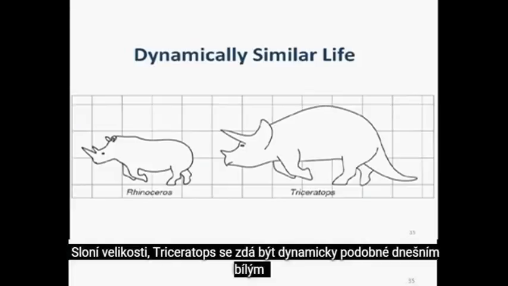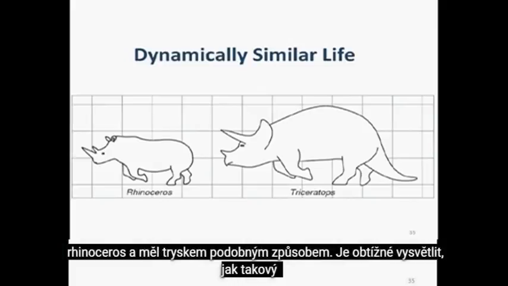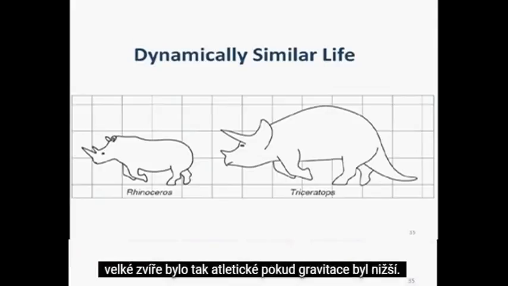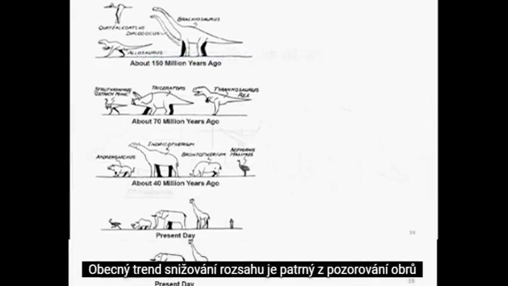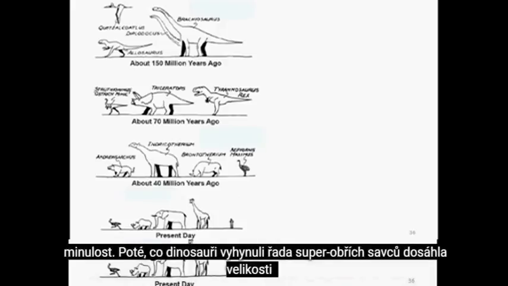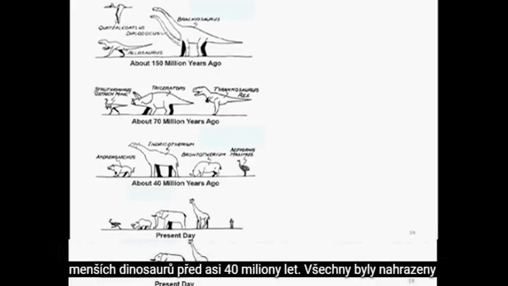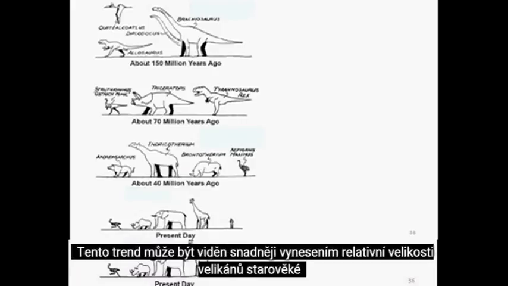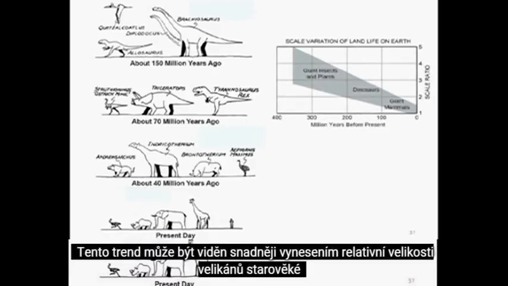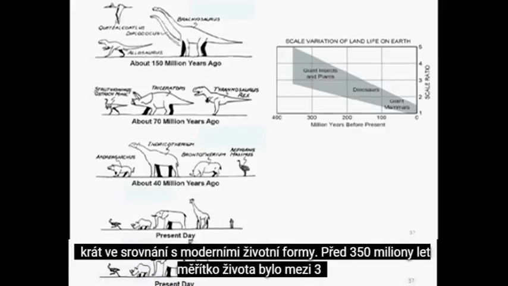Despite its elephantine size, the Triceratops seems to be dynamically similar to a present-day white rhinoceros and should have galloped in a similar manner. It is difficult to explain how such a large animal was so athletic unless gravity was lower. The general trend of scale reduction is noticeable from the observation of giants of the past. After the dinosaurs became extinct, a range of supergiant mammals reached the size of smaller dinosaurs about 40 million years ago. These have all been replaced by the smaller animals of today. This trend can be seen more readily by plotting the relative sizes of giants of ancient times compared to modern life forms.